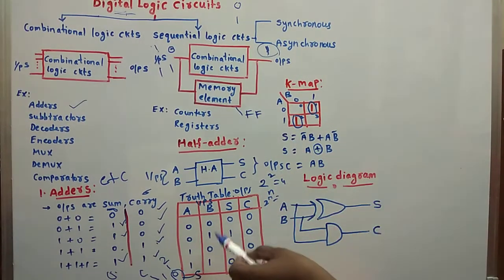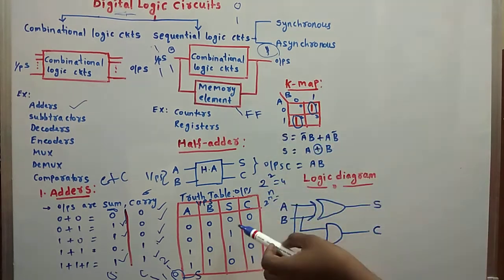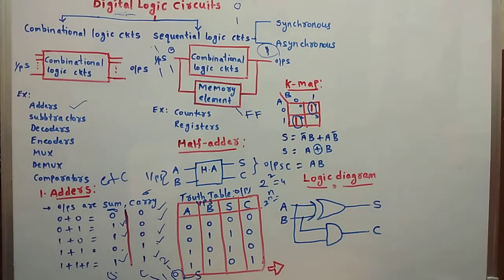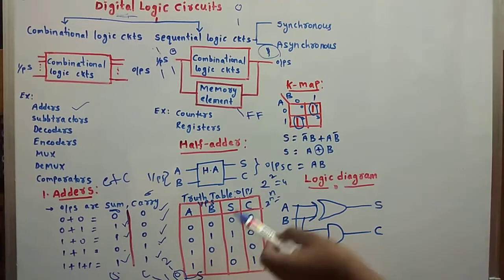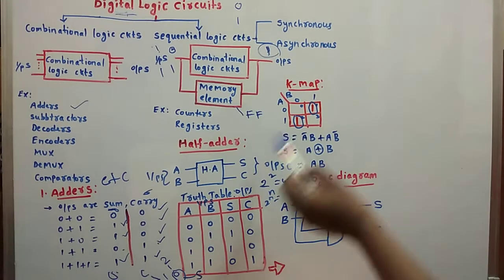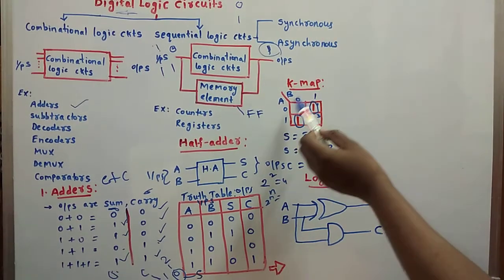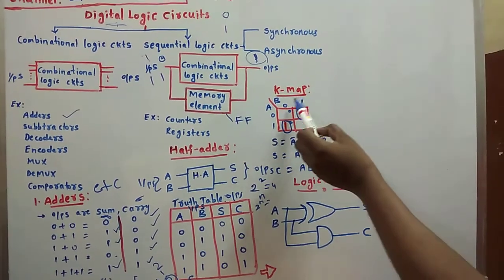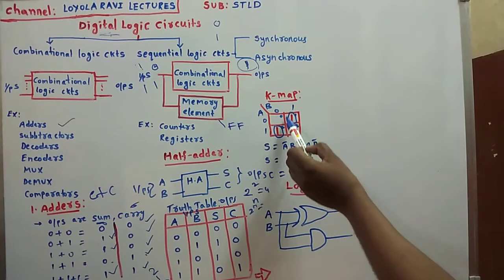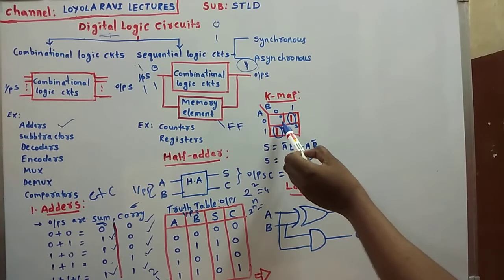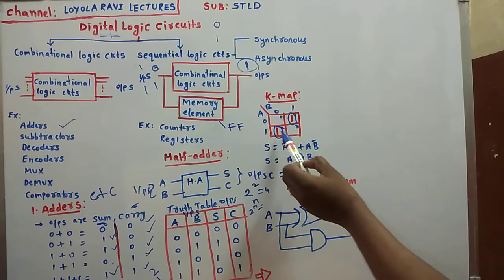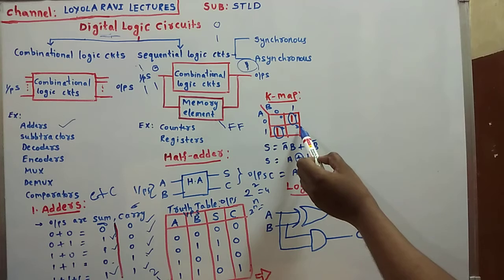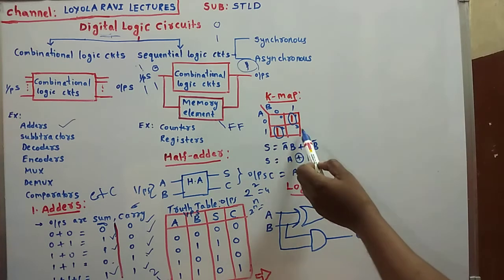So you may write directly from the truth table or from K-map. By using K-map also we may write the output expressions. How many variables do we have? 2 variables. That's why I am taking a 2 variable K-map. Okay, A B, 0 1, 0 1. This location is 0th location, this is first location, this is second location, this is third location. 0 1 2 3.